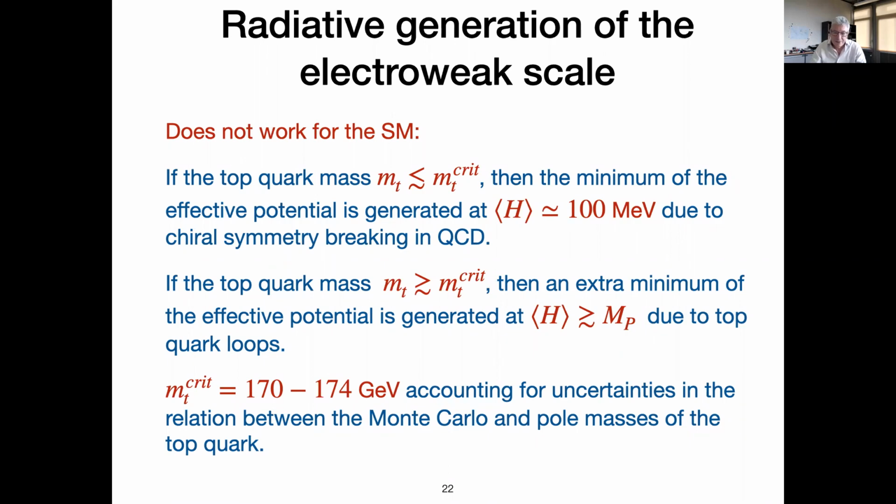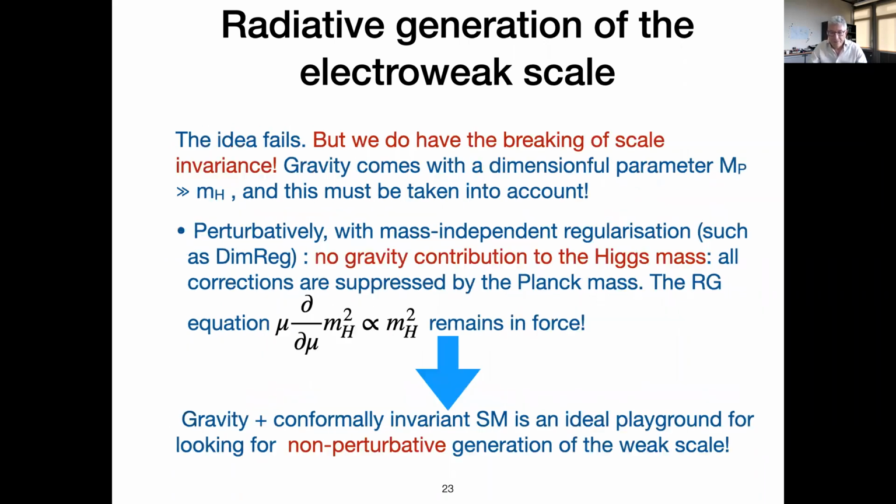Now, if you take the top quark mass larger than this critical value, then indeed the Coleman-Weinberg phenomenon does generate an extra minimum of the potential. But it happens that this extra minimum of the potential is generated at a scale which exceeds the Planck scale, and therefore it also doesn't work. And so the idea fails. You can correct the idea by introducing new particles, new fermions, new scalars, but the trouble on this way is that we know that there is gravity, and gravity comes with a dimensionful parameter, which is the Planck scale, and therefore it must be taken into account.